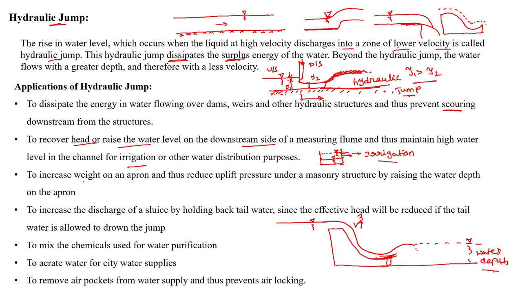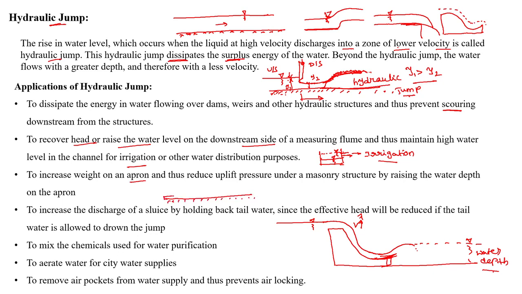And the third application is to increase the weight on the apron. I think most of you know what an apron is. It is a structure built at the downstream of the weir or dams, and thus it reduces the uplift pressure under the masonry structure by raising the water depth of the aquifer. So let me draw this figure, so maybe it will be clear for you.